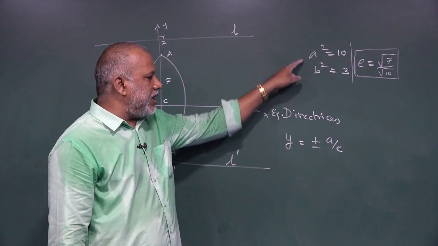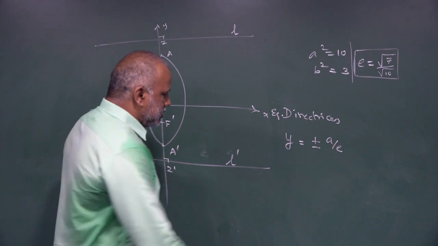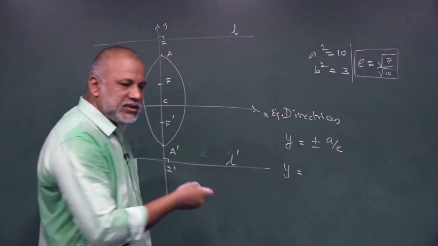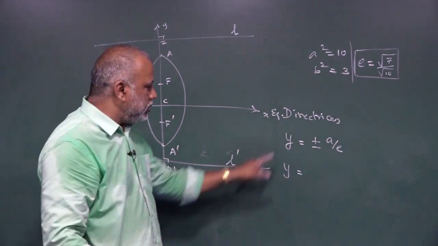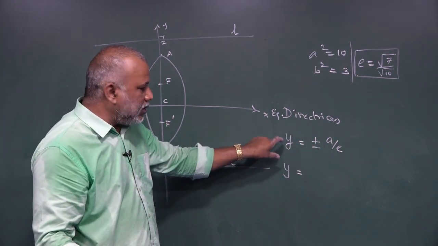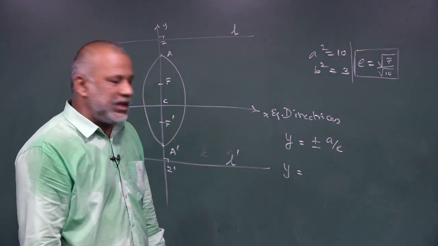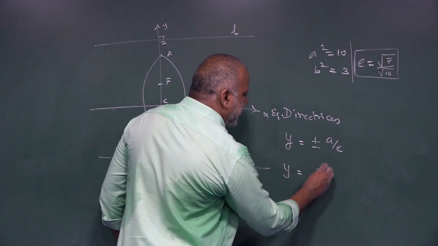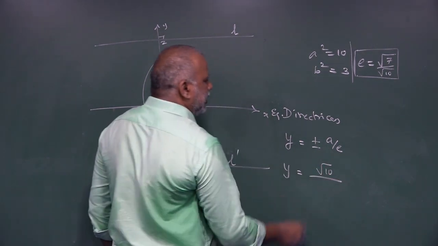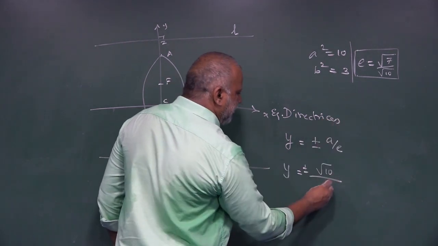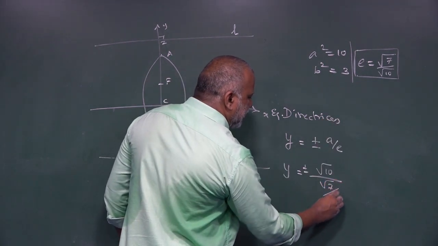See the value of A, see the value of E. Just substitute, you can get it. Carefully use, it belongs to the y-axis. That means type number 2. In type number 1, x equal to plus or minus a by e. Here y equal to plus or minus a by e. Therefore, see the value of a. What is the value of a here? Root 10 divided by, use the plus or minus, then root 10. The value of e means root 7 divided by root 10.